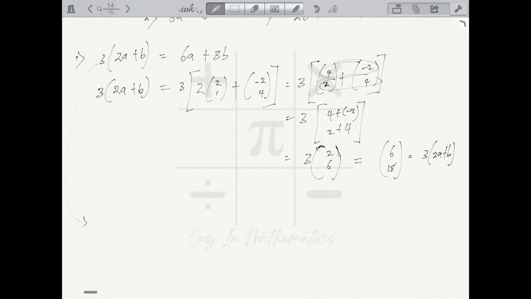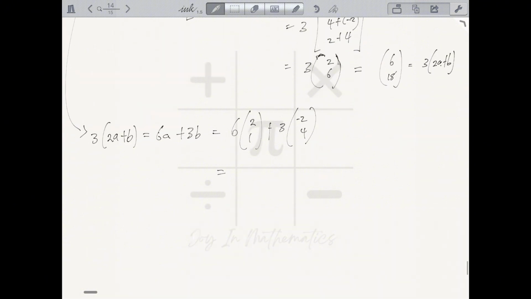Now the alternative method is when we have 3(2a + b), we open up the brackets, and this will give us 6a + 3b. So let's solve by substituting the component vectors. The vector a is (2, 1), the vector b is (-2, 4). When we simplify the multiplication, we will have (12, 6). Likewise, we will have (-6, 12).